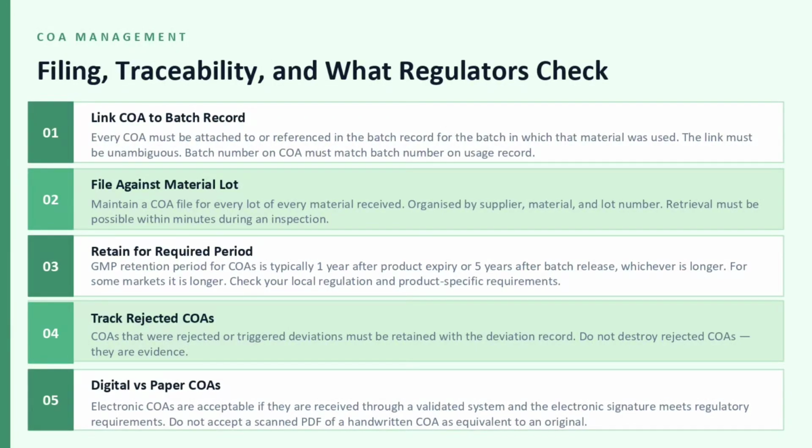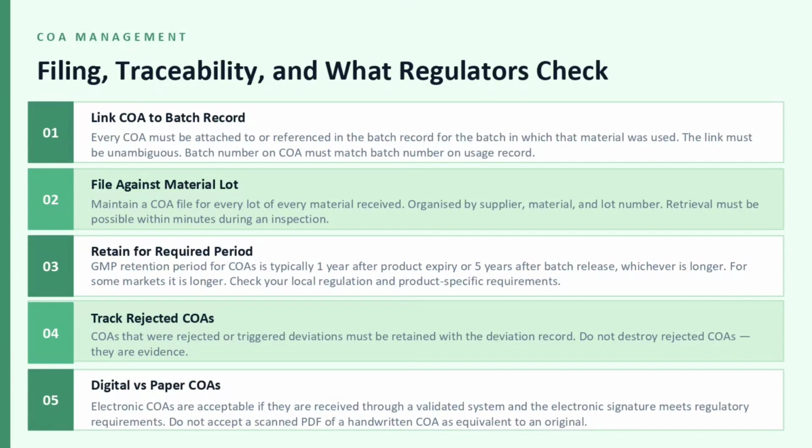Retains COAs for the required period. In GMP pharmaceutical environments, the typical retention requirement is 1 year after product expiry or 5 years after batch release, whichever is longer. For some products and some markets, the requirement is longer. Check your local regulations and your product-specific requirements.